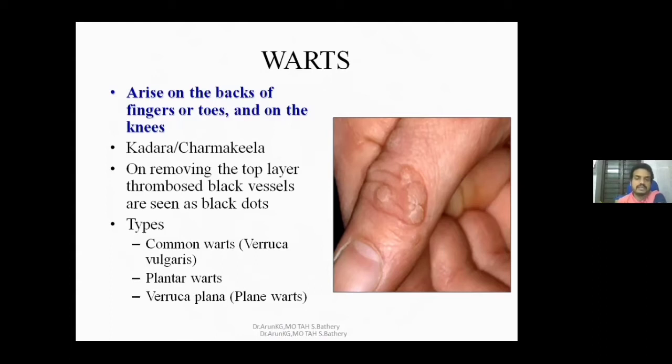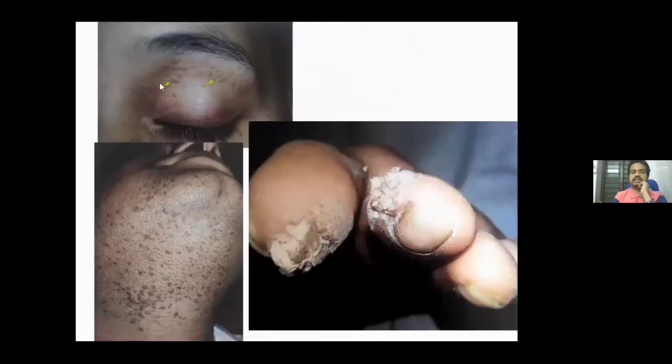There are three types mentioned. Common warts are called verruca vulgaris. Then plantar warts are there. Then verruca plana or plane wart. So here it is the plane wart, seen on the eyelid, below the eyebrow, and on the beard also. It's a flat wart.